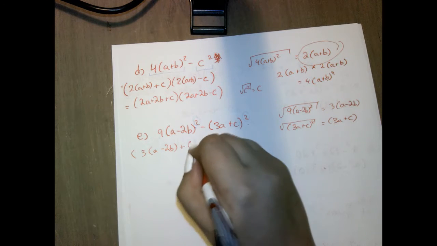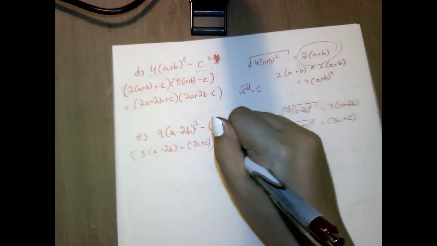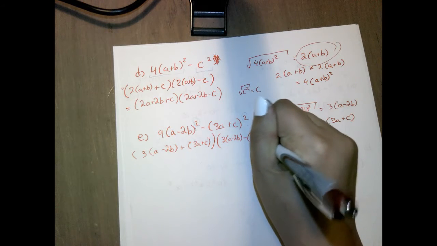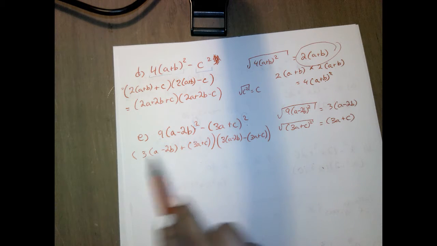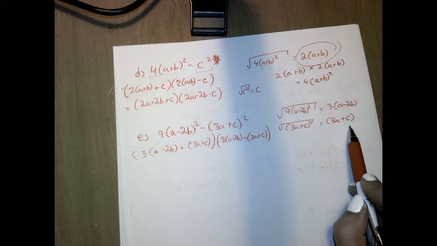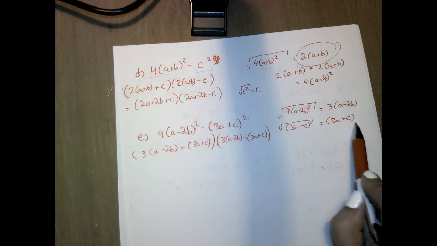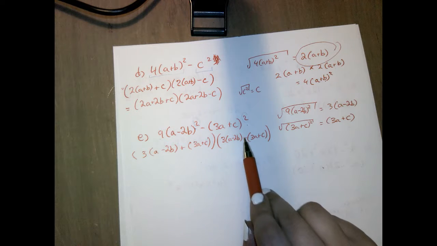Plus 3a plus c times 3a minus 2b minus 3a plus c. I do recommend keeping your terms in brackets whenever possible like this, right? The square root of 3a plus c squared is still in brackets, and the reason why I recommend doing that is so that we don't accidentally forget about that negative, right?